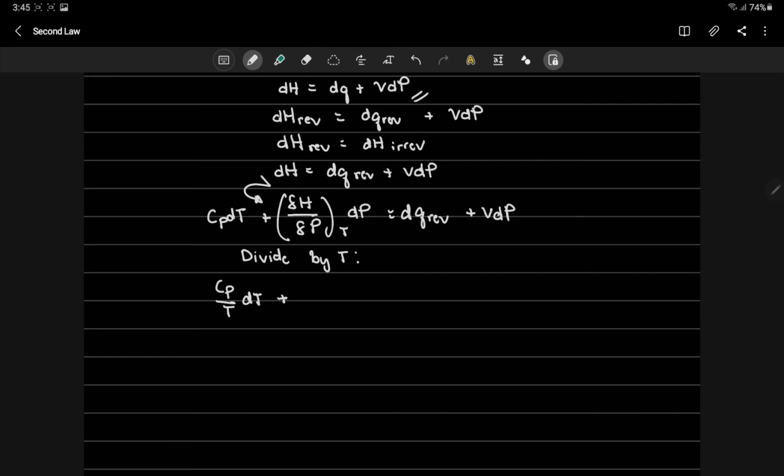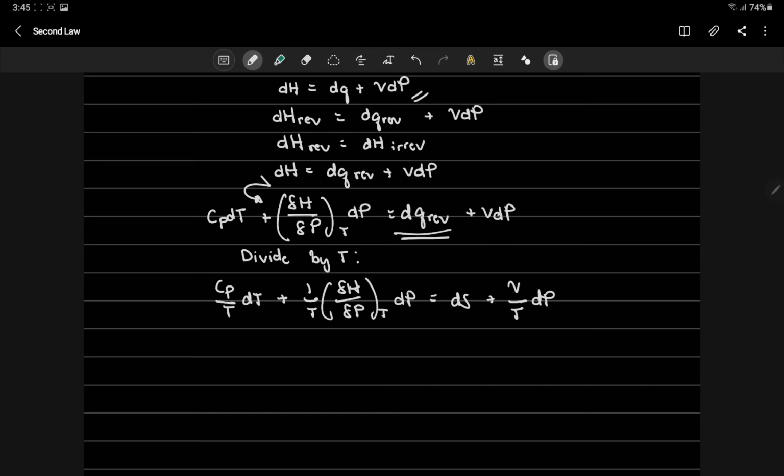naman ng left hand side, ano mangyayari? Let's just say 1 over T kasi divide natin ng T. And then just write that expression, partial of H with respect to P at constant T dP. Alright? Equals, yung dQ rev, pag dinivide natin to ng temperature, change in entropy na siya. Plus, yung VdP divided natin sa temperature, V over T dP na siya.